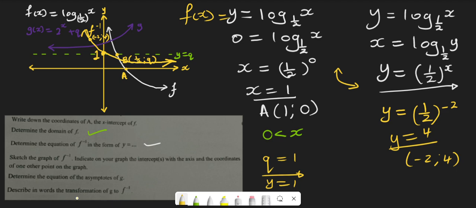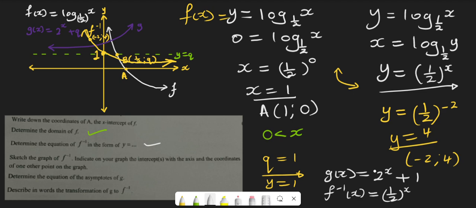Then we are done. And then let's go to the last question, where we have to describe in words the transformation of g to the inverse of the function f. So looking at the function g, if I may write the equation of g of x, it is equal to 2 to the exponent x plus 1. And looking at the function which is the inverse, we said the inverse is equal to half exponent x. Both of them are exponential equations.